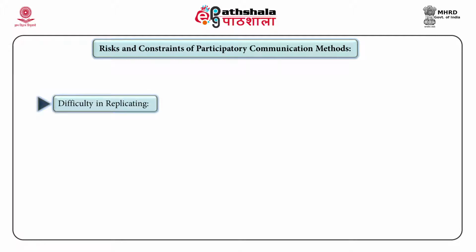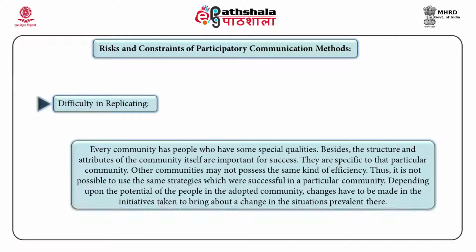Difficulty in replicating is the second risk that is involved in participatory communication methods. Every community has people who have some special qualities. Besides, the structure and attributes of the community itself are important for success. They are specific to that particular community. Other communities may not possess the same kind of efficiency. Thus, it is not possible to use the same strategies which were successful in a particular community.